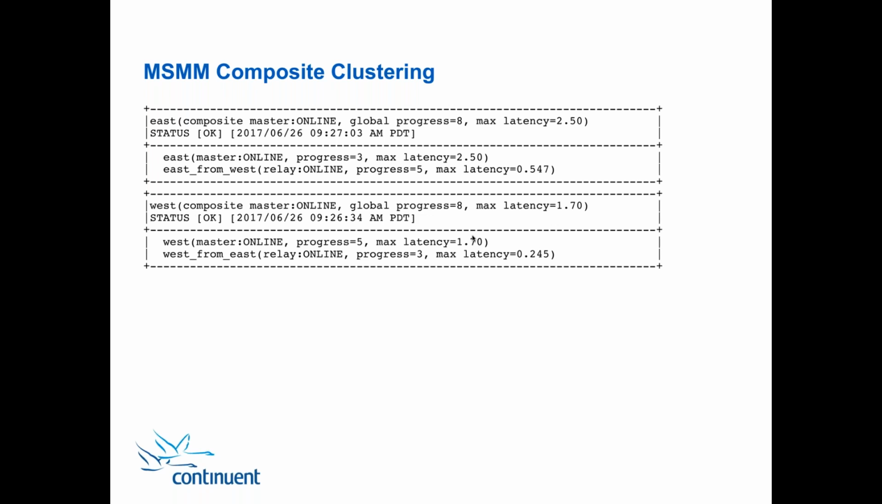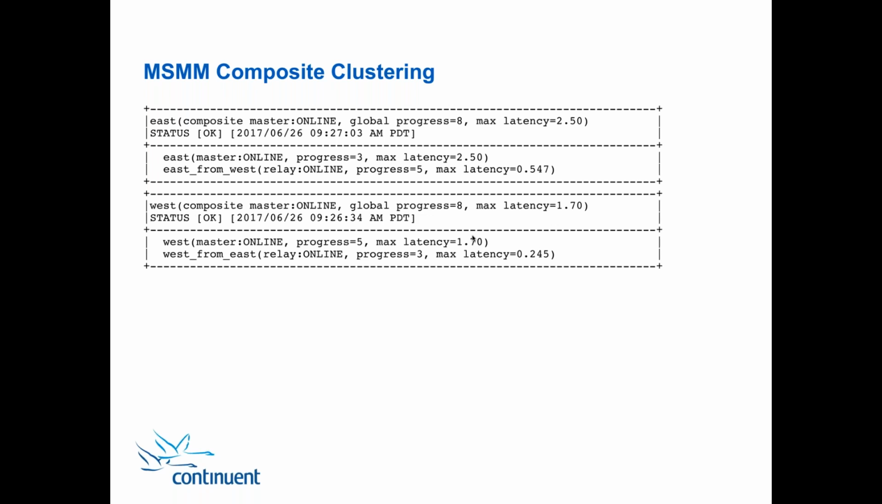But you can see here that we've got an east cluster and a west cluster, and then we've also got the east from west service and the west from east service. But it's all displayed within CCTRL instead of you having to go in and handle these separately. Better still, we've got a new display here, which is called Global Progress.